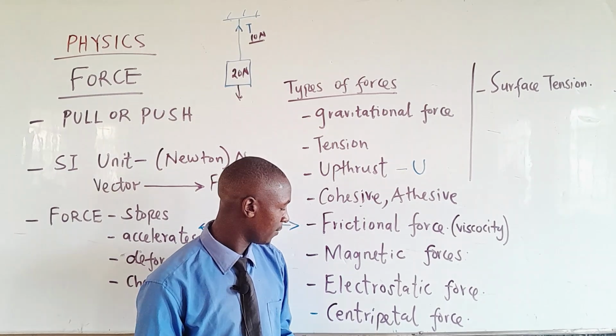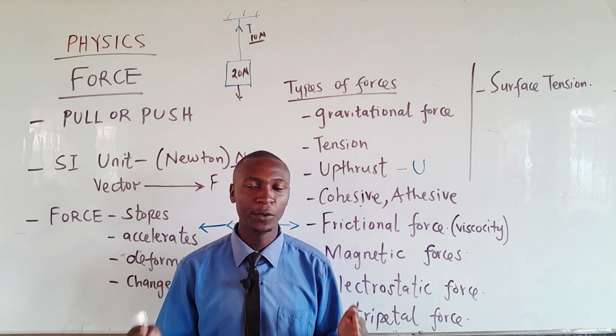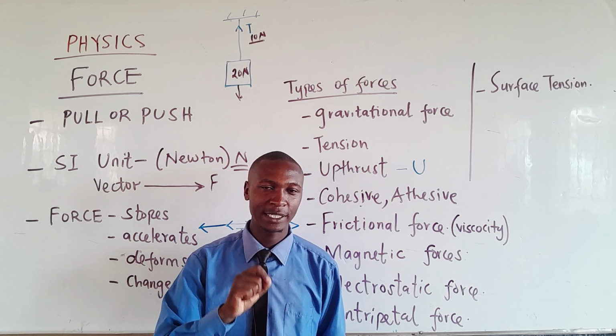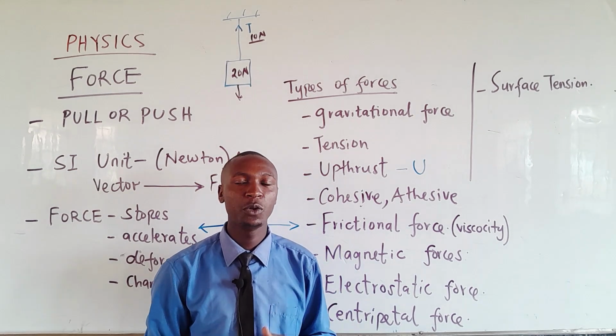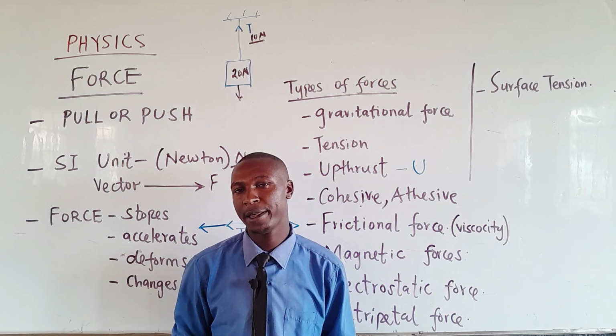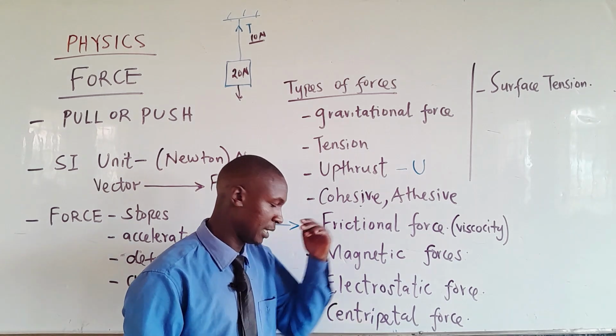Now, we also have what we call centripetal force. Centripetal force is a force that tends to pull an object towards the center of a given circular path. So the centripetal force has to do with circular motion, or a body moving in a circular path, and therefore we're going to really talk about the dynamics of the centripetal force.